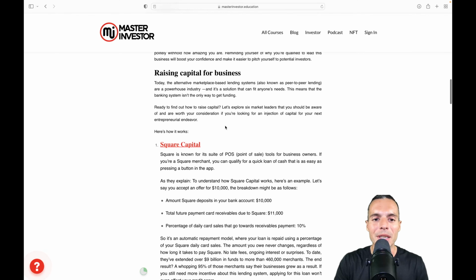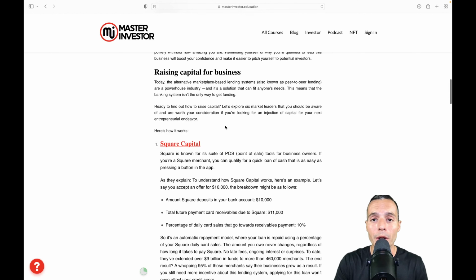Raising capital for business. Today, the alternative marketplace-based lending system, also known as peer-to-peer lending, is a powerhouse industry, and it is a solution that can fit anyone's needs. This means that the banking system isn't the only way to get funding.